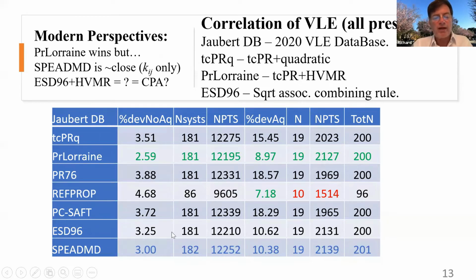When you compare to the SpeedMD method, though, this is the custom fit SpeedMD method, not the transferable one. It's close, I would say. And considering that the SpeedMD method has one parameter per binary mixture, whereas the PR Lorraine method has two binary parameters. And so if you bring into account the difference in the number of parameters, I think it's fair to say, well, these are not that different, really.